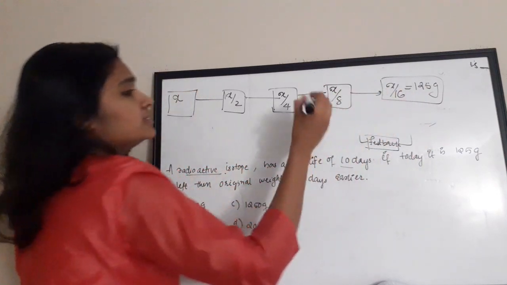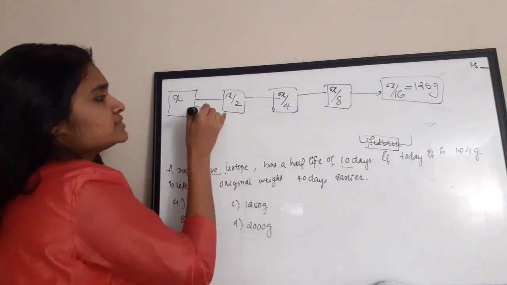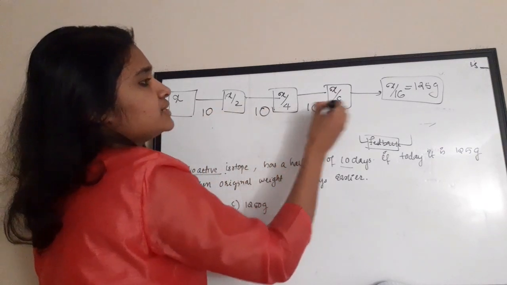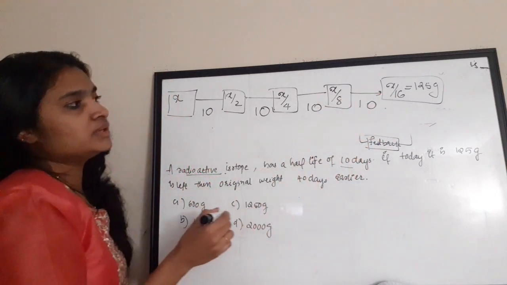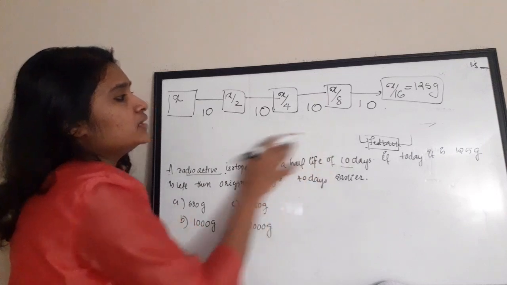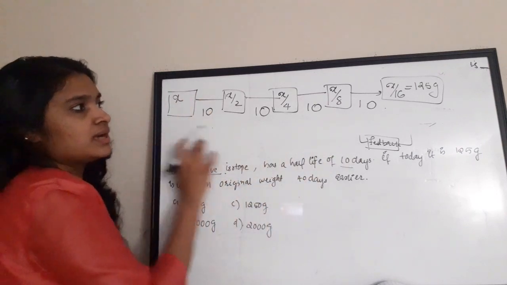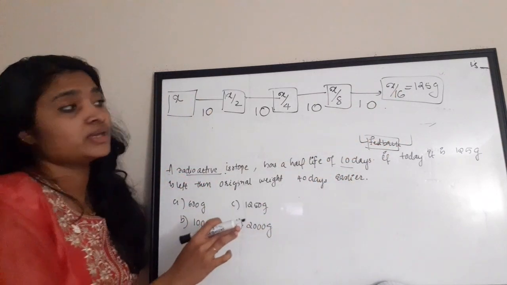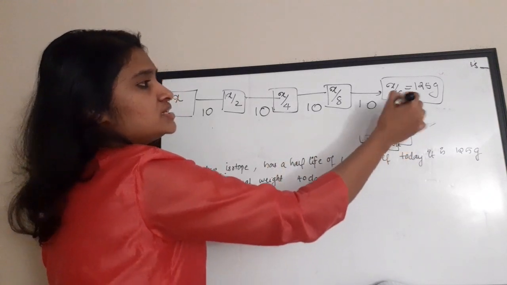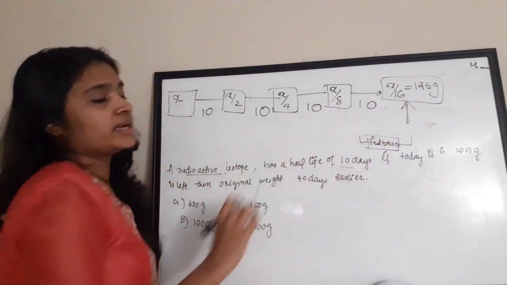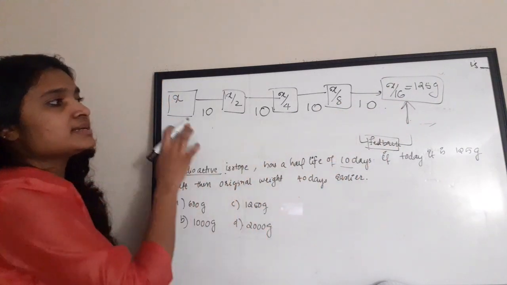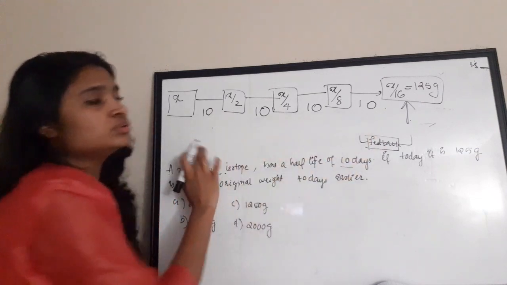Now consider, this is the case when there is 10 days here, 10 days here, then 10 days here, and then 10 days here. So in total, 40 days have been taken to disintegrate from x to x by 16. Okay, so it is being given. Consider that this is the present day we are talking about. This present day, it is 125 gram, and we need to find what is the value 40 days earlier. This is how you draw this.